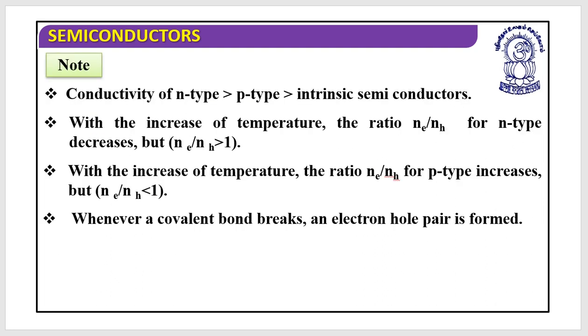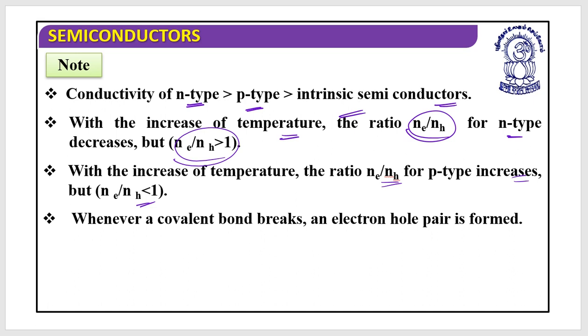Let's understand that the conductivity of n-type is greater than the conductivity of intrinsic semiconductors. So with the increase of temperature, the ratio of Ne to Nh for n-type decreases, but Ne by Nh should still be greater than 1. Or with the increase of temperature, the ratio of Ne divided by Nh for p-type increases, but Ne by Nh is less than 1.